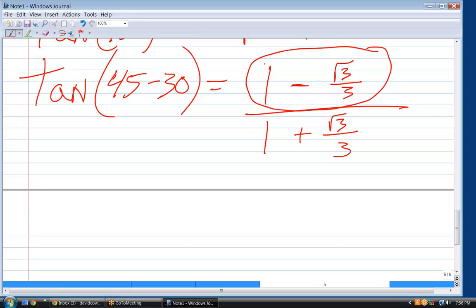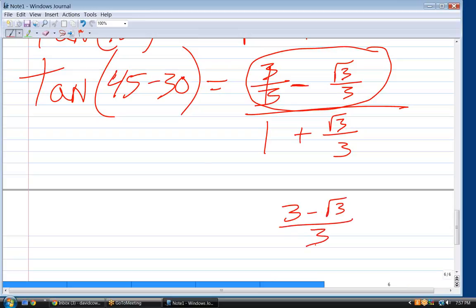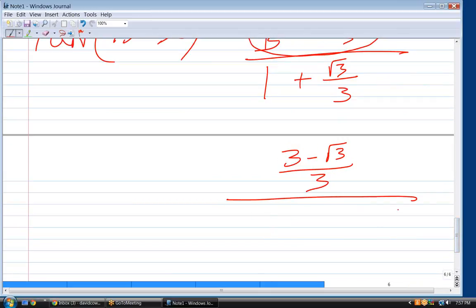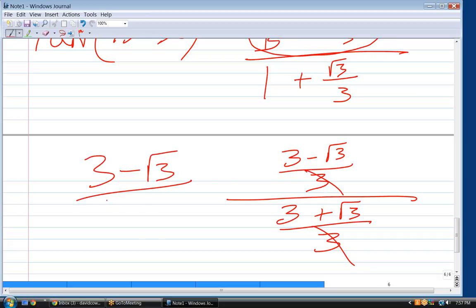Well, I can write 1 as 3/3. So now the numerator turns into (3 minus √3)/3. With me? Yeah. And the denominator turns into (3 plus √3)/3. Flip and multiply, and you just cross out the 3's, and you end up with (3 minus √3)/(3 plus √3). And there's the answer.